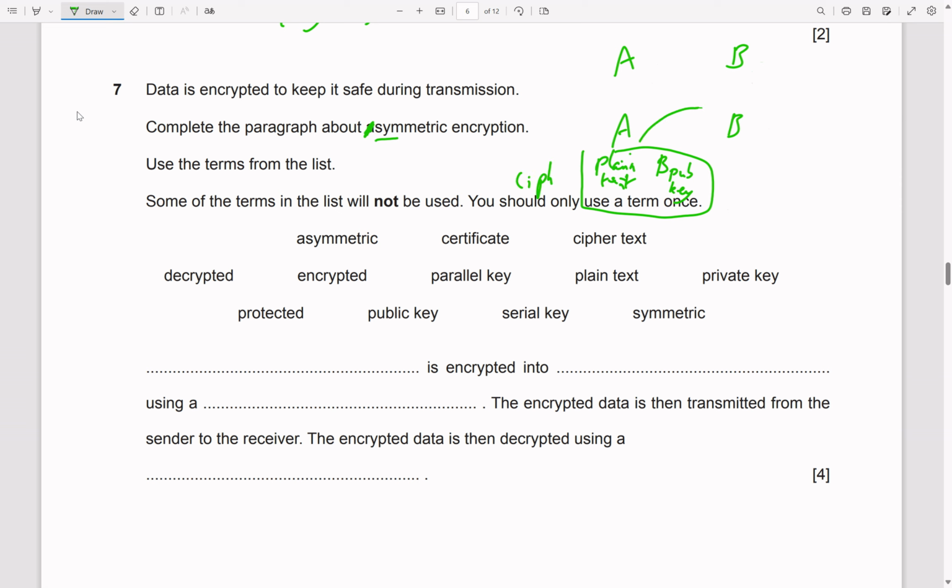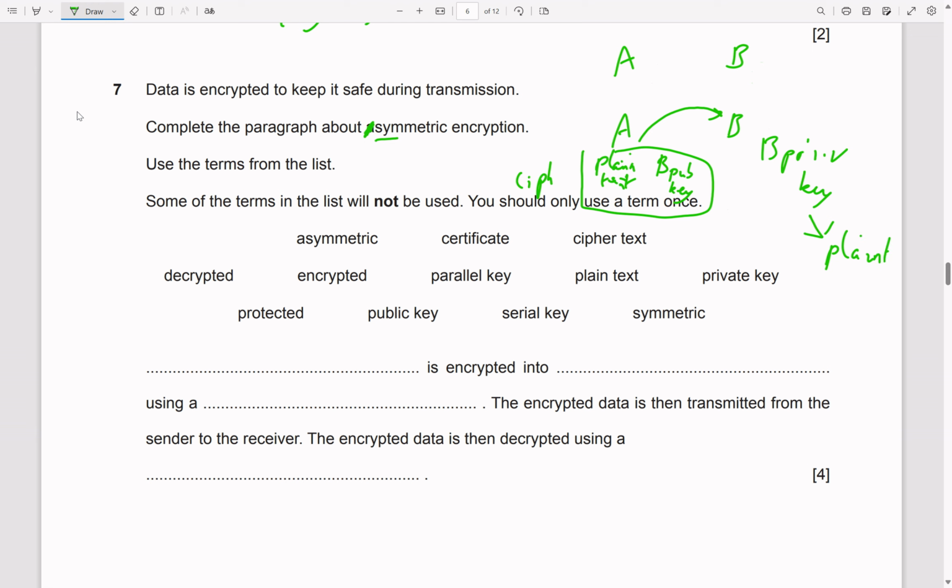They're then going to take this ciphertext and send it to B, and then B will use its private key. They'll use their private key in order to decrypt this ciphertext, and once they've decrypted it, they'll get back to the plaintext. So I think that's what we want to say.